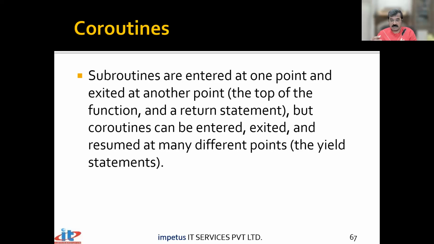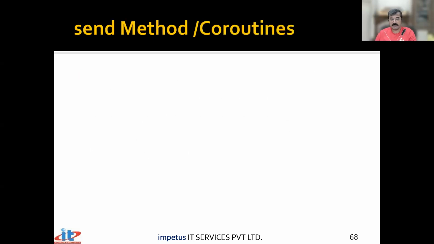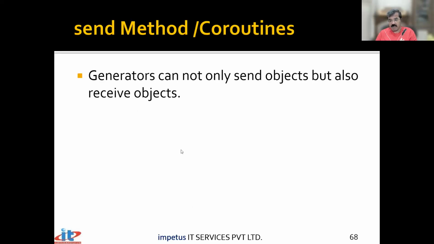These subroutines, coroutines, give you an opportunity to enter into the function at different places and exit from the function at different places. And that's where the yield statement has been used. Now, when we enter the function at different places, we have this send method that we saw yesterday. Generators can not only send objects, but can also receive objects.